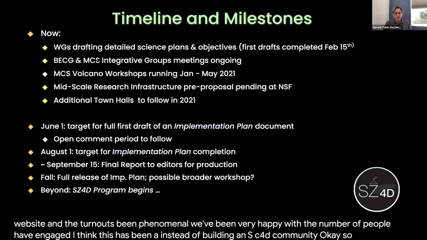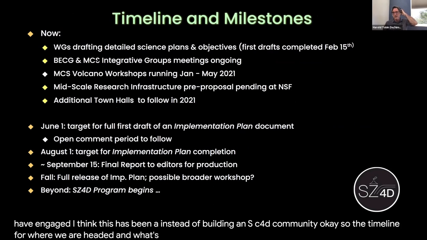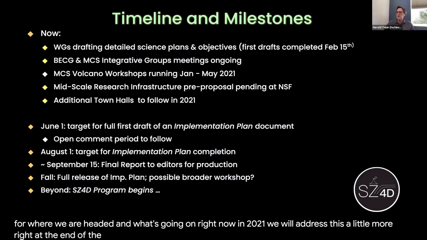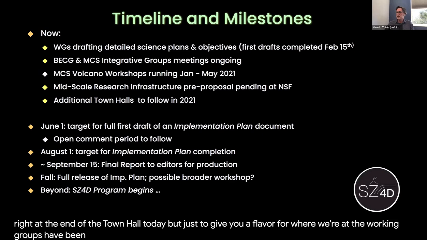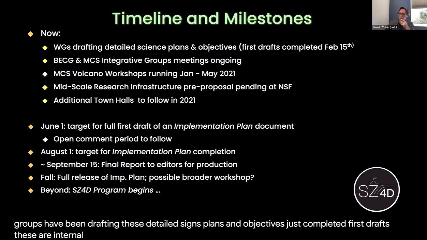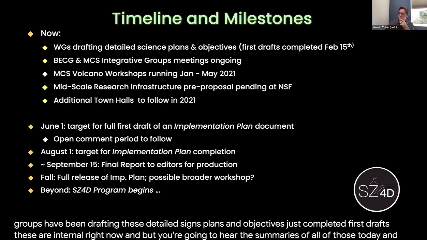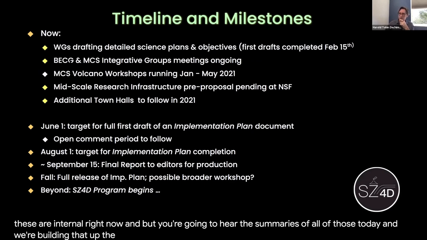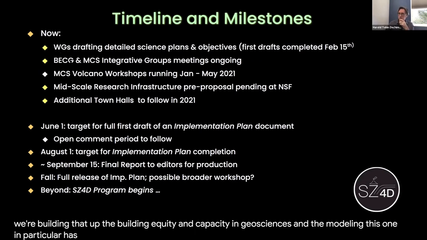Okay, so the timeline for where we are headed and what's going on right now in 2021, we will address this a little more right at the end of the town hall today, but just to give you a flavor for where we're at, the working groups have been drafting these detailed science plans and objectives, just completed first drafts. These are internal right now, but you're going to hear the summaries of all of those today, and we're building that up. The building equity and capacity in geosciences and the modeling collaboratory integrative groups have been meeting. This one in particular has just started its operations. We'll hear some exciting things that they're doing.